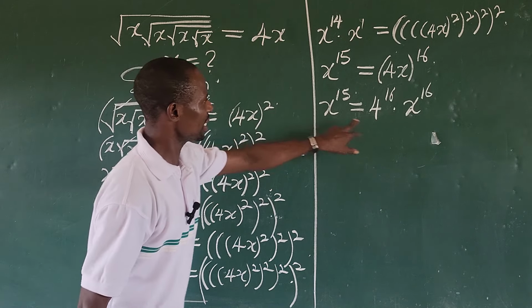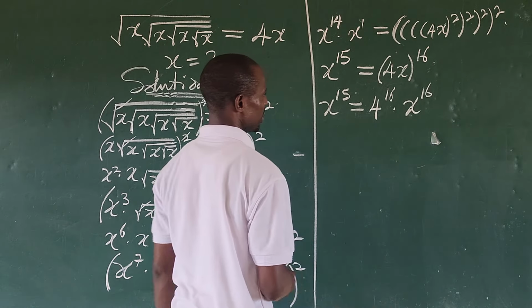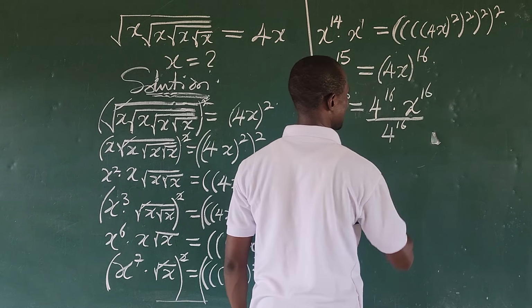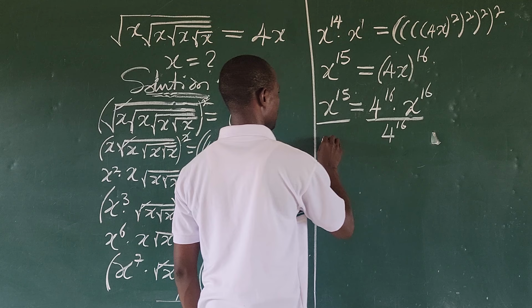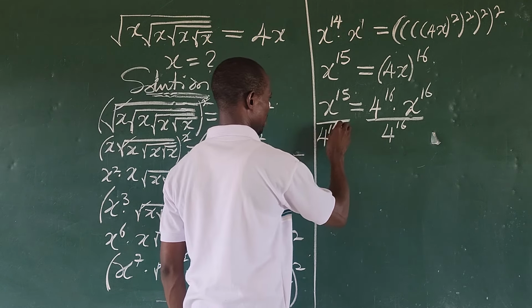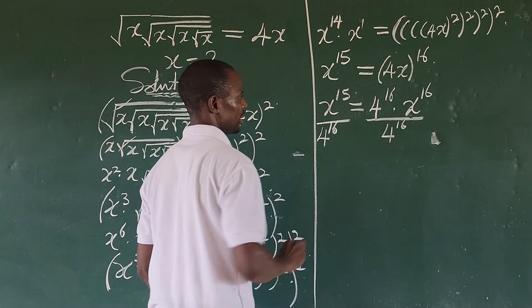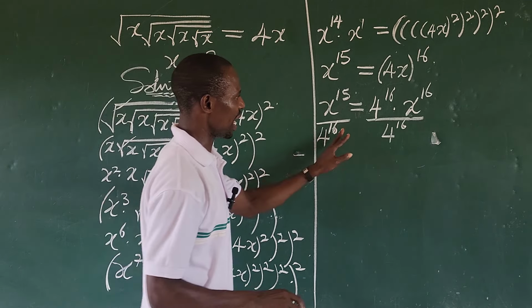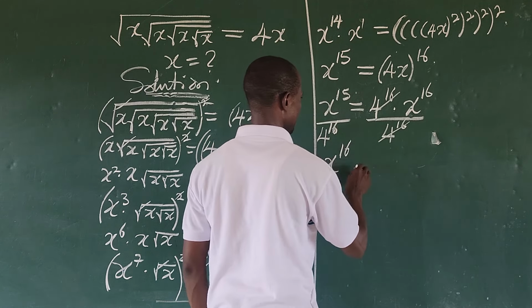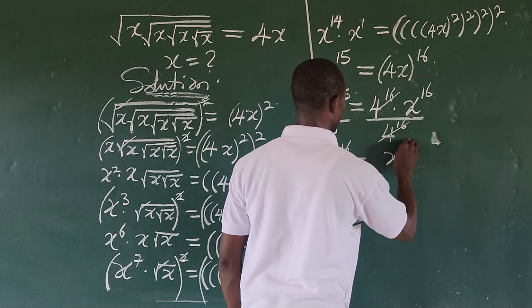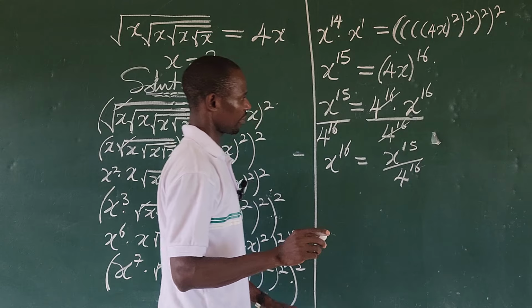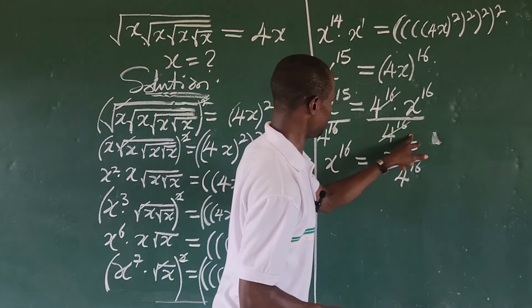Now if you check this, this is smaller than this. So all we need to do is to divide through by 4 to the power of 16. We equally divide this side by 4 to the power of 16. If we do that, this will leave the system. So we now have x to the power of 16 equal to x to the power of 15 all over 4 to the power of 16.